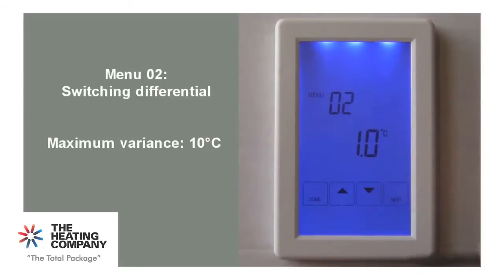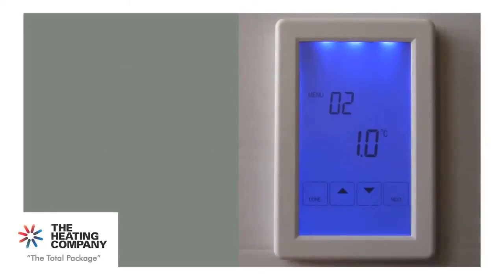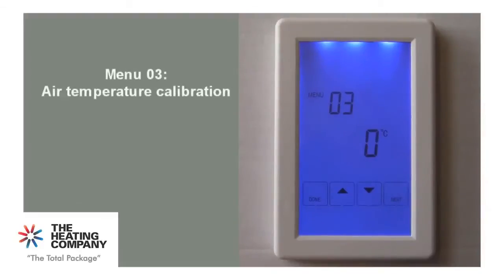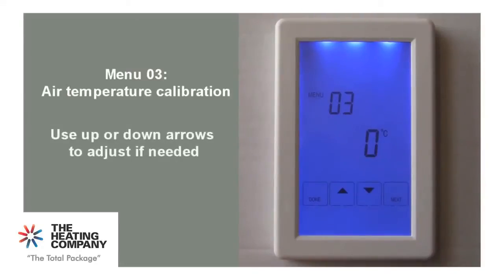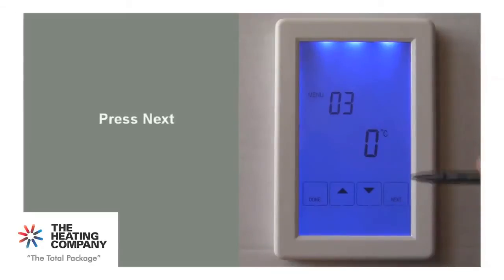You can increase this variance in temperature up to 10 degrees. In this case, however, we will leave it at the default temperature variance of 1 degree. Press Next to move to the next menu. Menu 3 is used to calibrate the unit's air temperature thermometer. Simply use the up or down arrows to calibrate the unit's thermometer up or down. Since we are only using the underfloor temperature sensor, we will leave this at 0 degrees difference and press Next to move to the next menu.